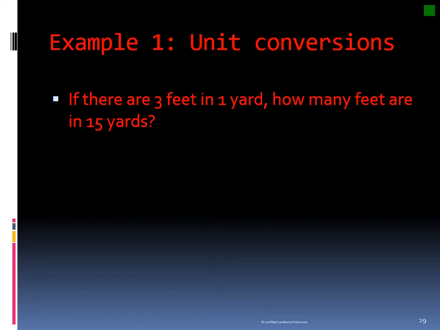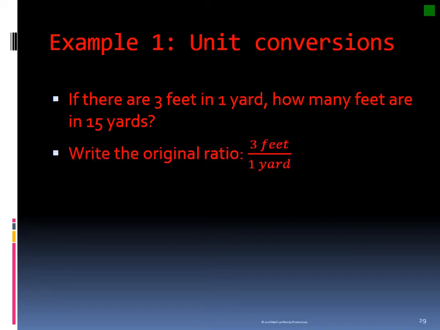With all ratio problems or unit rate problems, ratios and rates, we want to set up or write our given ratio. Whatever the complete ratio is that we are given, we set that up first. So our original ratio, our whole ratio that we're given here, quantity 1 is feet, quantity 2 is yards, and we're told there are 3 feet for every 1 yard. If that's true, which it is, it says there are 3 feet in 1 yard, then we want to use that to create an equivalent ratio.